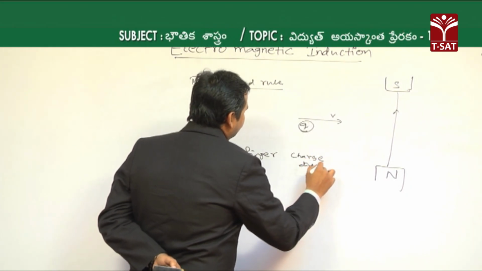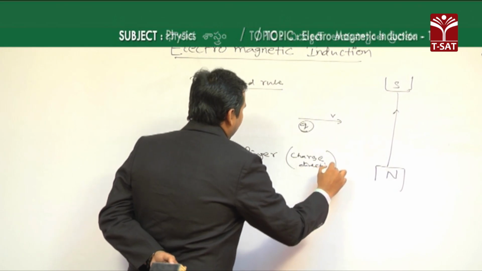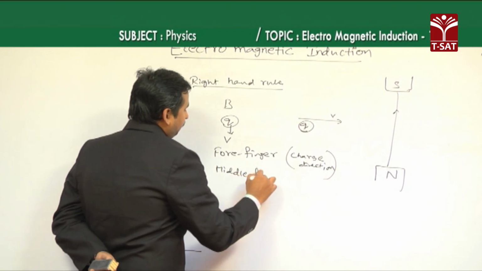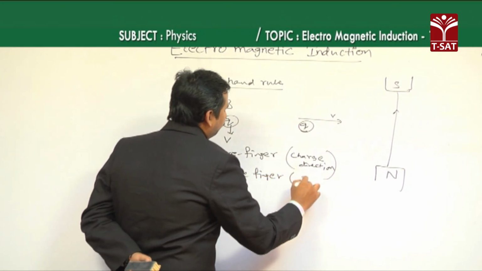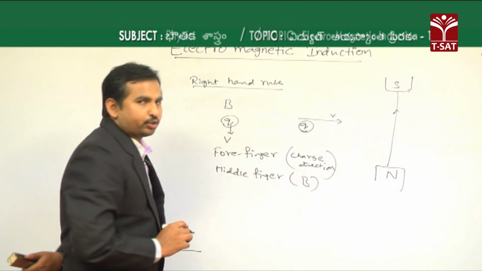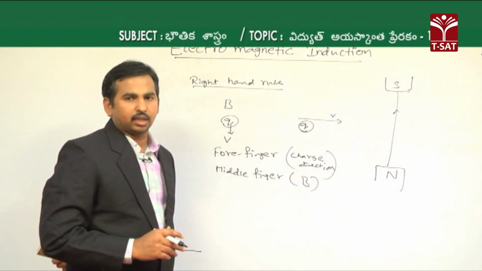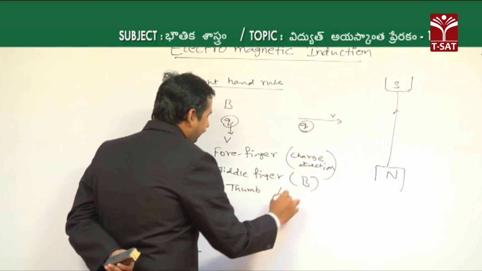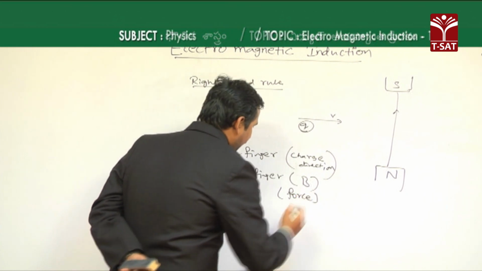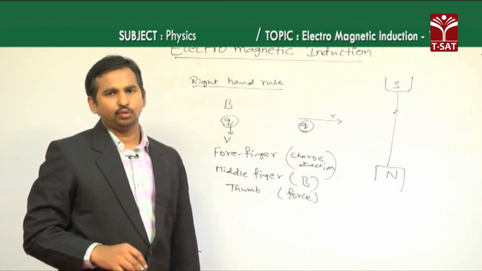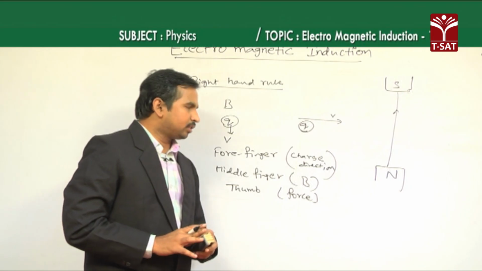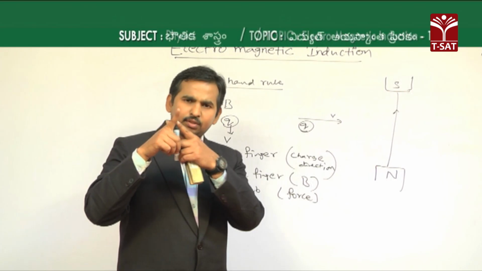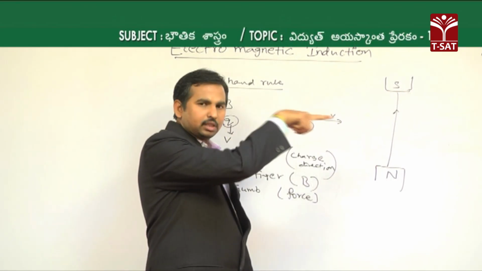That is, in which direction it is going. And the middle finger represents the direction of B, which is the magnetic field strength. Then force is given by the thumb. So the thumb gives you the direction of force. For example, if the charge is coming inside like this, then you have to take the forefinger in the direction of the charge like this.